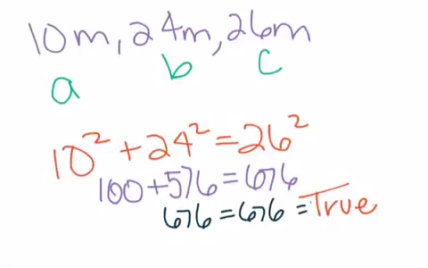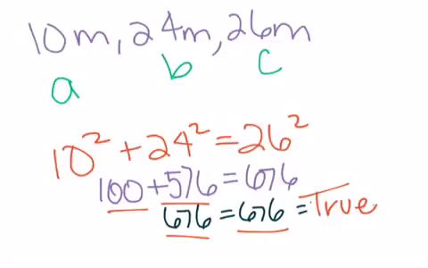Okay, so when I simplify this down, I got 10 squared is 100, 24 squared is 576, and 26 squared is 676. So we're going to break this down just like any other equation. I'm going to add these two numbers together. When I did that, I got 676, which equals 676. So this is a right triangle.